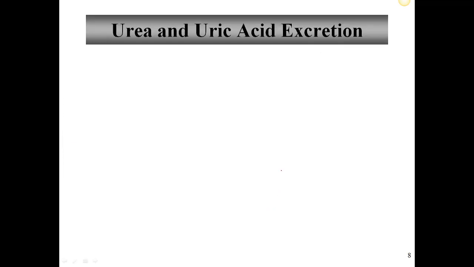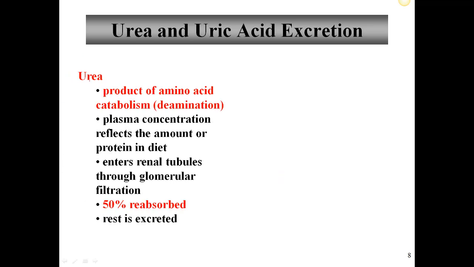Now, a couple of other things we want to talk about here, and that is urea and uric acid. Urea is a product of amino acid catabolism. And if you remember the process of deamination, as we said before, on each amino acid we have an amino group. So we have something like this as far as amino acids go. And this portion right over here was the amino group. And during the process of deamination, we took that off.